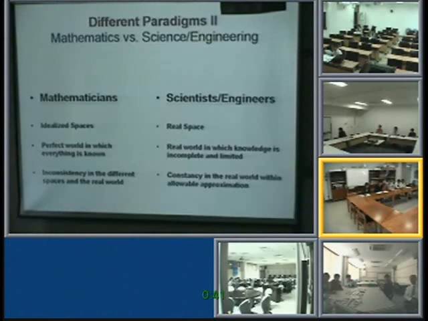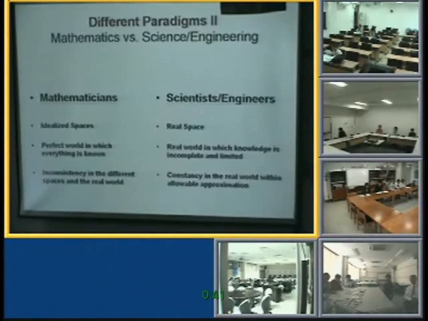Sure. So with this real space and with this incomplete and limited knowledge, that forces us not to go absolute. But in this real space, we have to be consistent in this one world. And the mathematician can have inconsistency in different worlds. You can prove one theorem in this space, and that theorem may not be true in another space. But do they care? They don't.